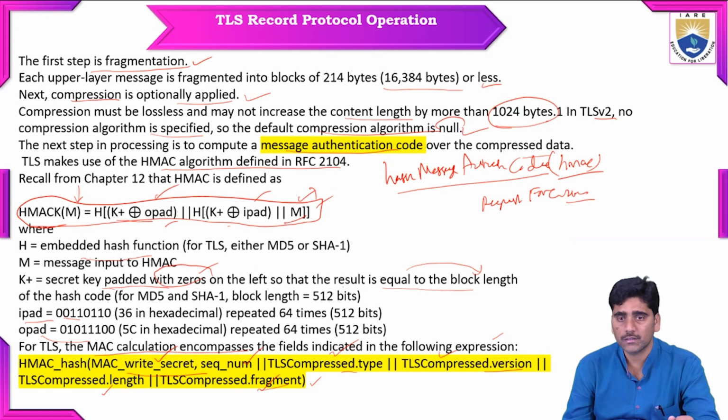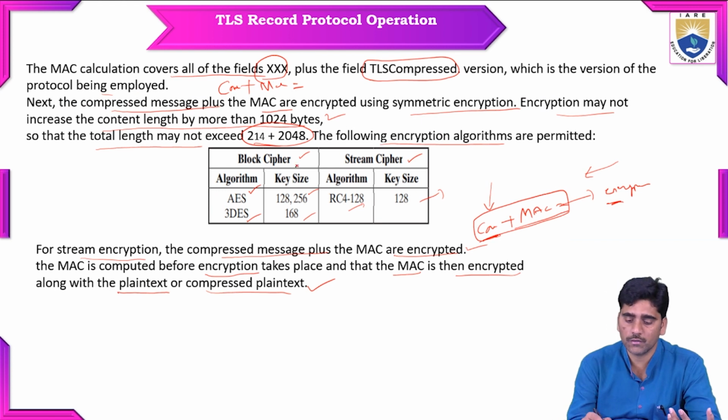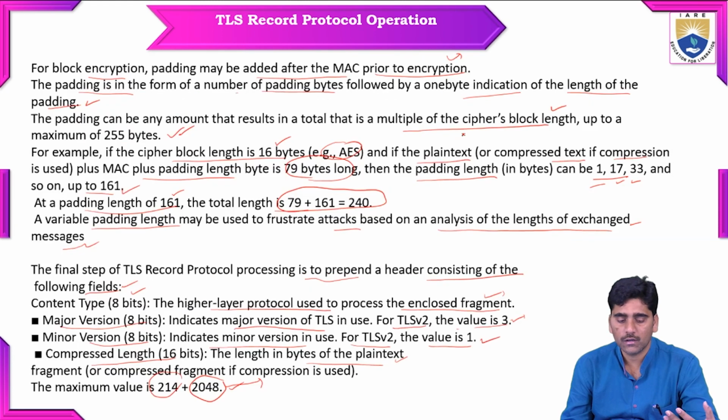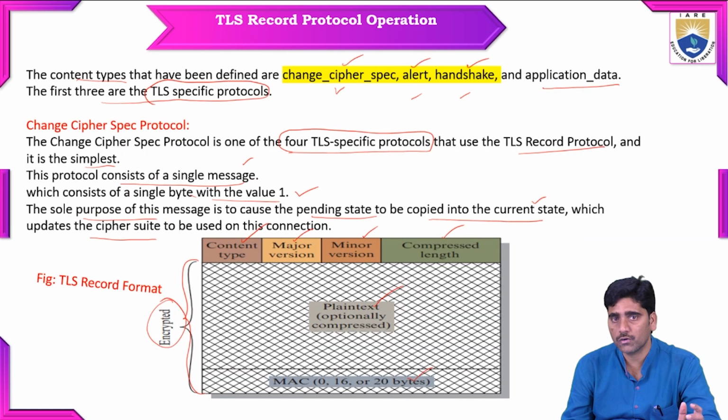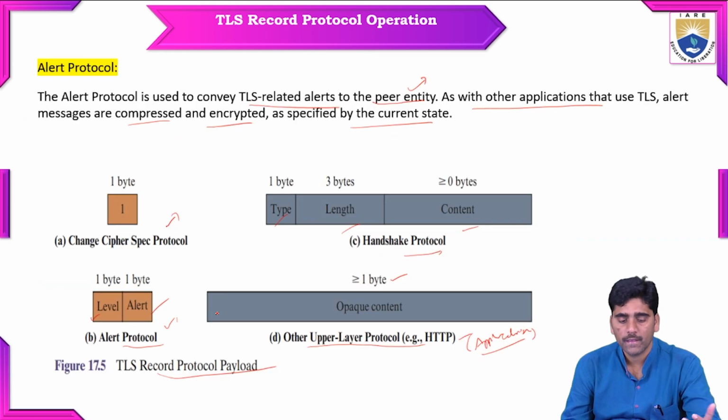So here are the operational steps: applying the hash function HMAC for the authentication code, and applying different types of encryption algorithms like block ciphers and stream ciphers. Then the change cipher spec protocol, which contains the format of the record like content type, major version, minor version, compressed length, and the plaintext, and these are all encrypted data. And the alert protocol, along with the bytes, the fields and the sizes of the fields.